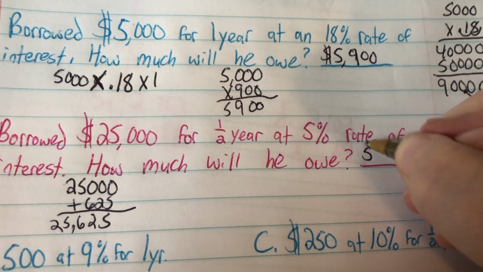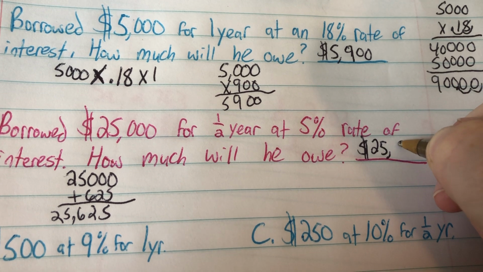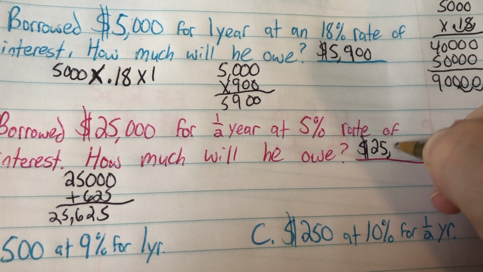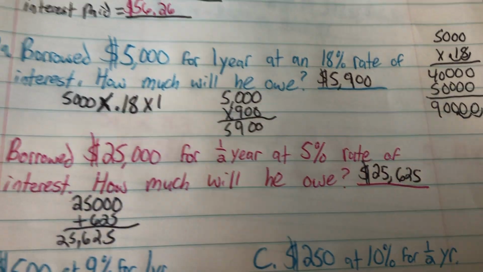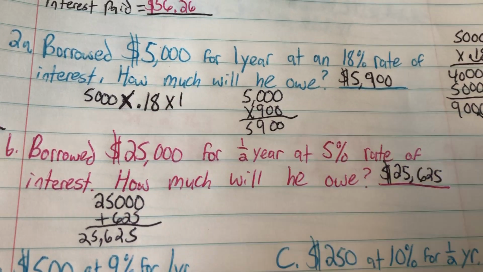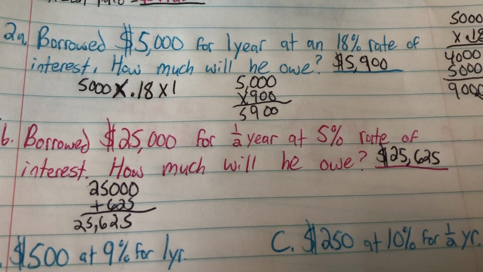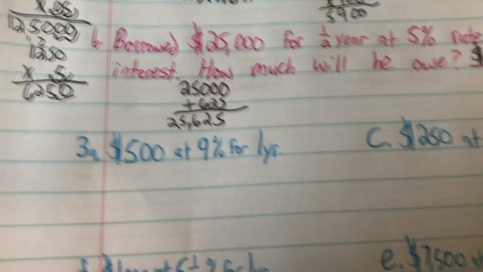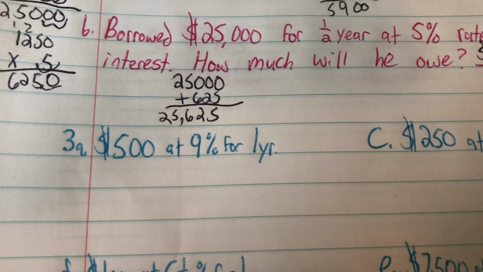He will owe his buddy $25,000. Well, a little more than that, $25,625, because you add the interest to the principal. You don't just have to pay the interest back, you have to pay the original amount plus the interest. Okay? On 3, they're not word problems, but they're being solved the same way.